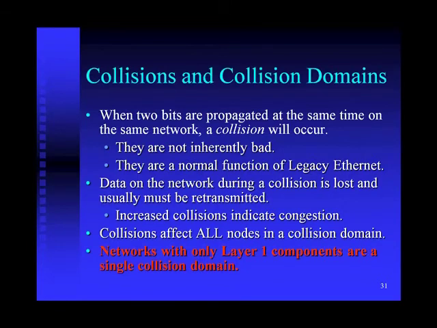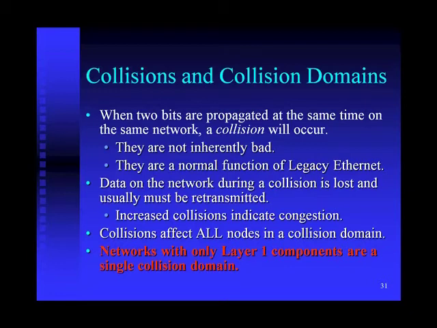A collision is when 2 bits are propagated at the same time on the same network. Basically, they're trying to send information at the same time, so those bits will collide on the cable or on your network, and they will cause what's called a collision. They're not inherently bad. They're just a normal function of legacy Ethernet, but we can get rid of them by replacing that hub with a switch.